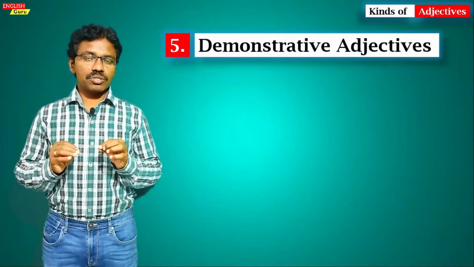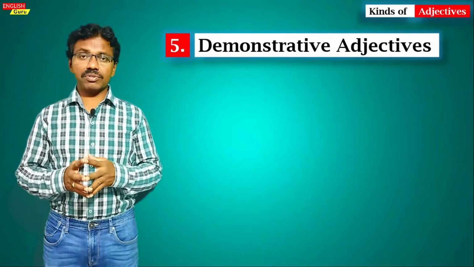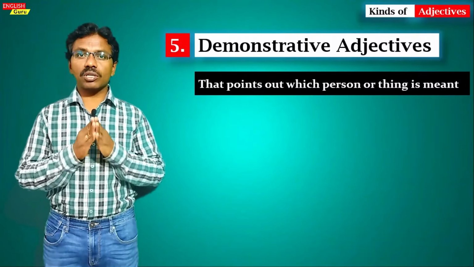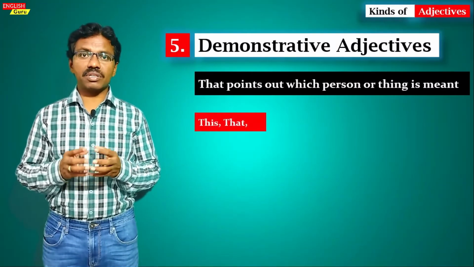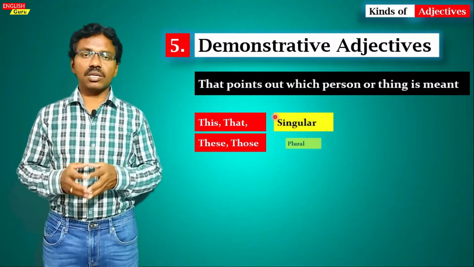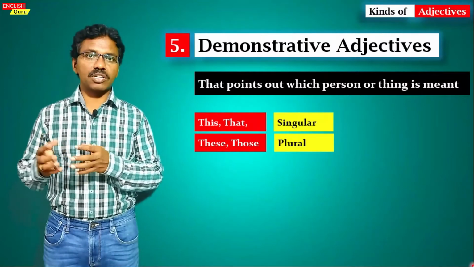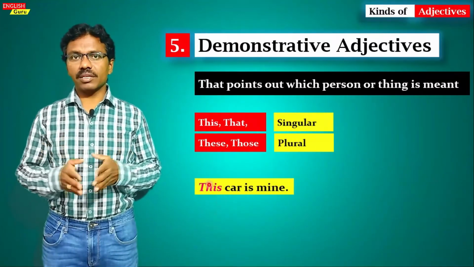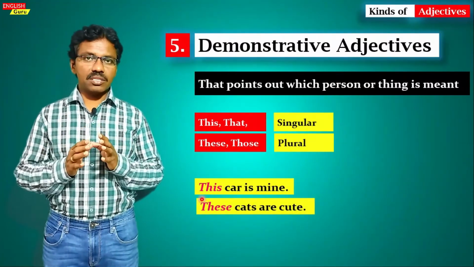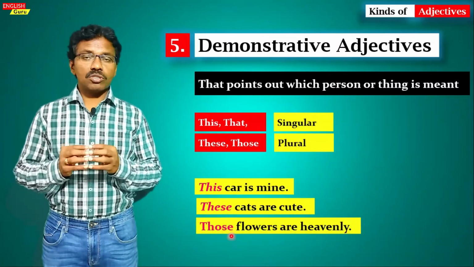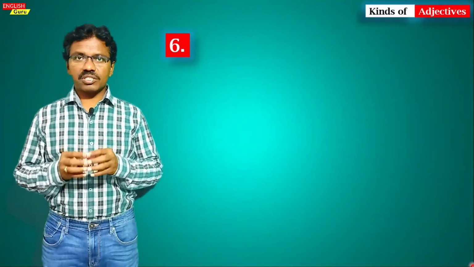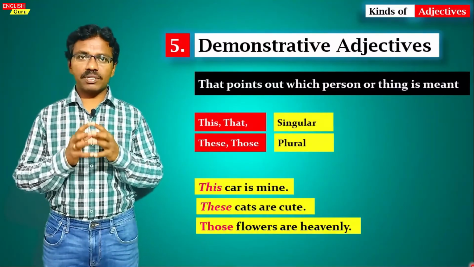The fifth one is demonstrative adjectives. Demonstrative adjectives point out which person or thing is meant or talked about. And we have four demonstrative adjectives: this, that, these, those. This and that are used for singulars. These and those are used for plurals. For example, "This car is mine." This is a demonstrative adjective. "These cats are cute." These is a demonstrative adjective. "Those flowers are heavenly." Those is a demonstrative adjective. So demonstrative adjectives point out or demonstrate a particular person or thing.